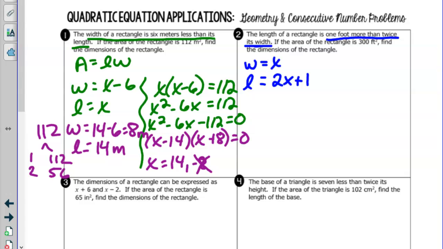Twice, 1 more than twice the width. Everybody okay with that part? Alright. So from here we know that the area is 300 feet squared. So what do I write first? How do I set up my equation?